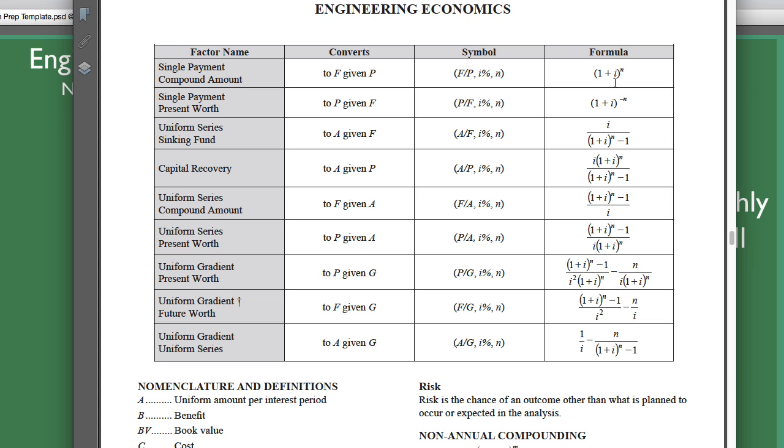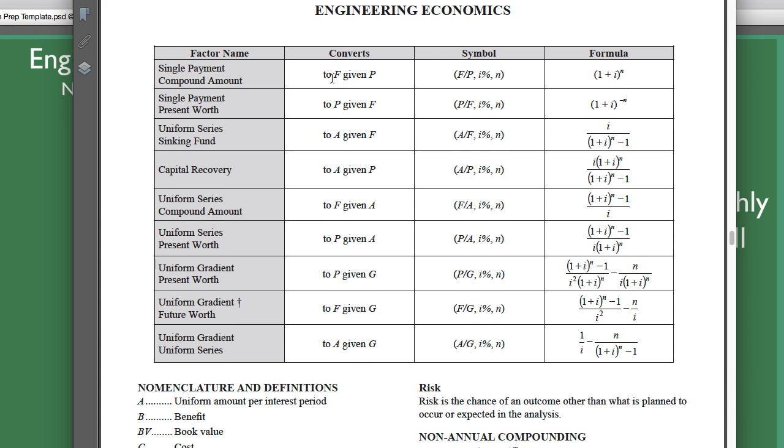1 plus our effective interest rate, raised to the number of compounding periods. This is the formula that we're going to be using. We want to convert our present value to our future value here, given the present value. So F is going to equal P, which is our present value, times this formula here.